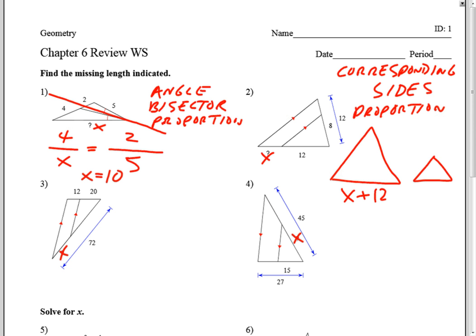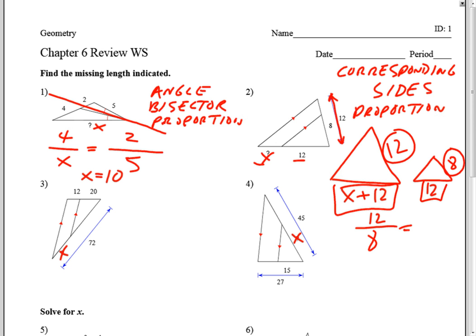Notice what I'm doing with the x and the 12. What operation? Addition. Some people are writing down multiplication. Make sure you write addition. The small triangle has 12 and 8. We're being told that this length here is 12. That gives me a proportion that's 12 over 8, and then x plus 12 over 12.